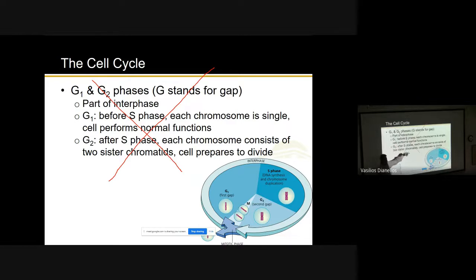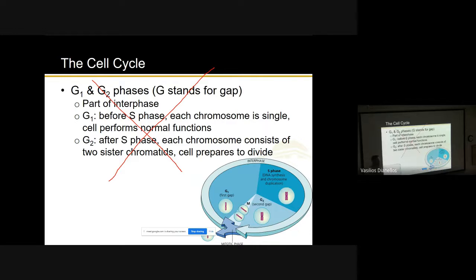That's the important part, right? The chromosomes are just single chromosomes. They have not duplicated yet. That would be the important part. And then the less important part in the context of this chapter and for this exam would be that the cells are just performing normal functions. Your kidney cells are doing kidney things. Your eyeball cells are doing eyeball things. Your skin cells are doing skin cell things, whatever it is. They're just living their best life.